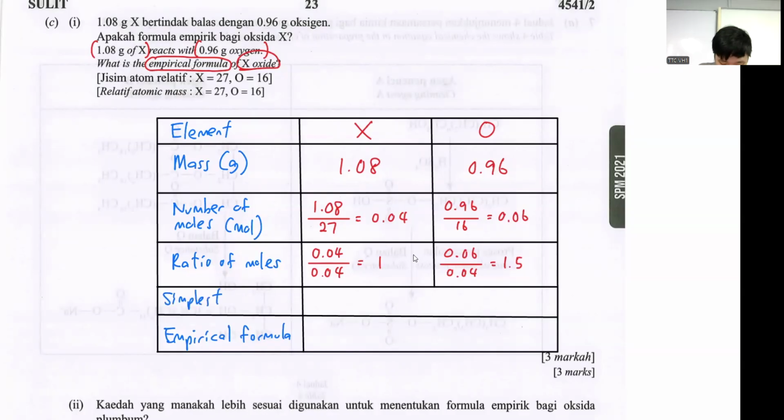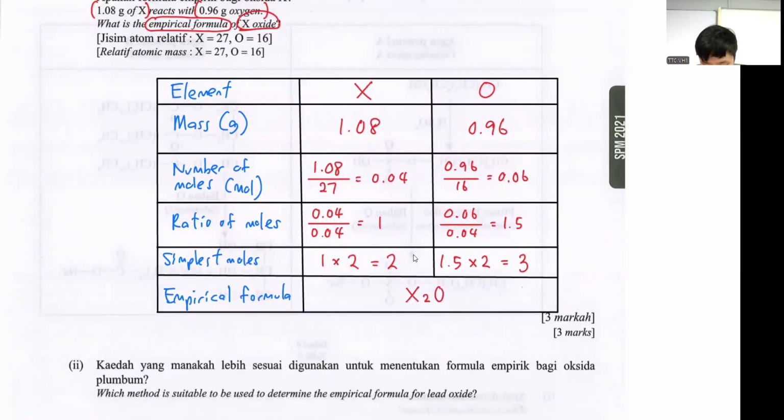Simplest ratio: you change the decimal place to whole number by multiplying by 2. Because normally 0.5, you can multiply by 2 to eliminate the decimal. So you get 3. If the right side is multiplied by 2, the left side also multiplied by 2, then the final formula is X2O3.